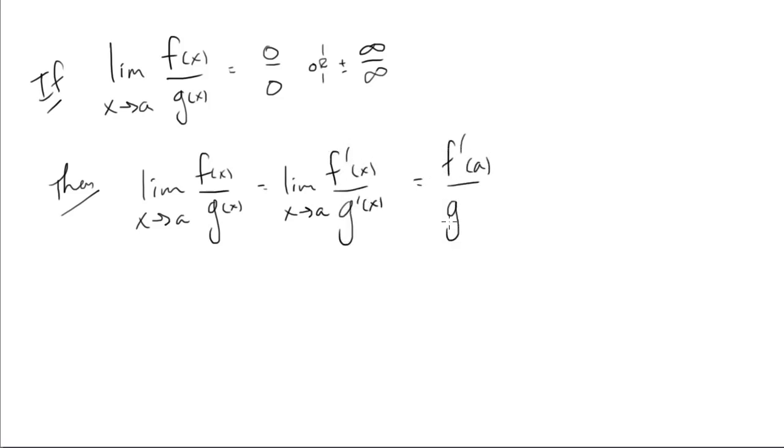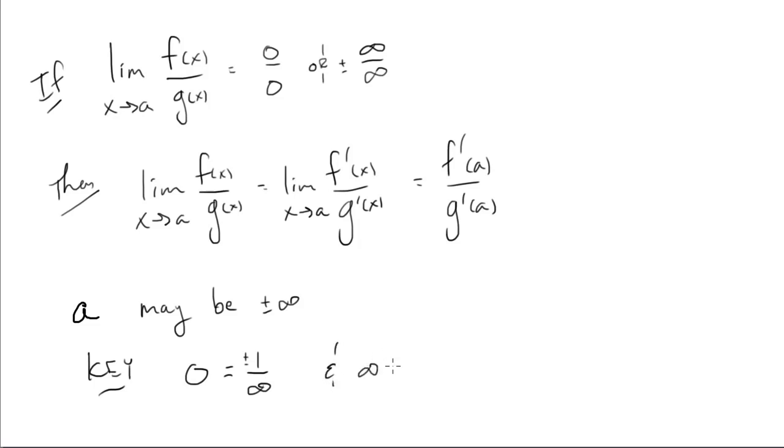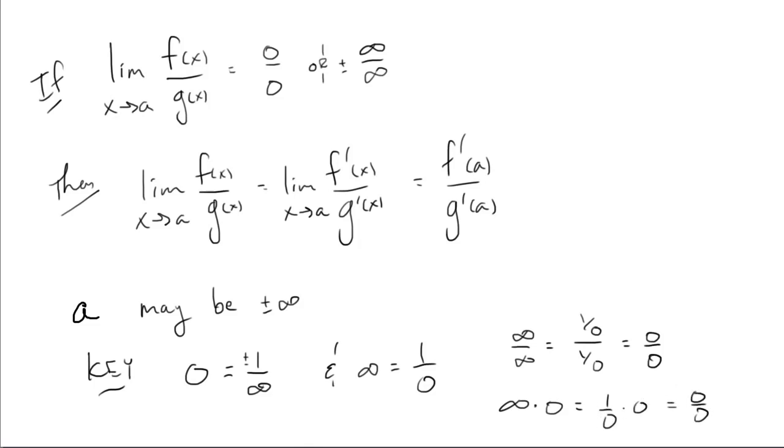A is allowed to be infinity. It's kind of a key observation we'll be making use of quite often. 0 is really 1 over infinity, 1 over 100, and vice versa. So there's only one case we have to really think about, 0 over 0, because infinity over infinity is 0 over 0. Also, infinity times 0 is 0 over 0. So if we're proving it, that's all we really need to focus on.